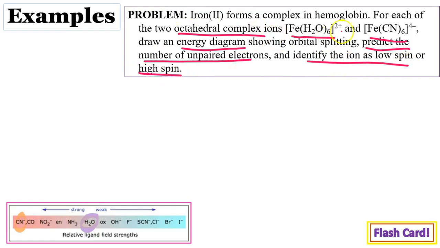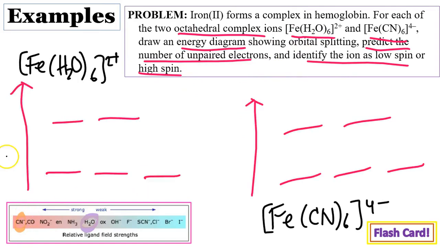Okay, octahedral, we know where the complex is. They want us to do an orbital splitting diagram, and to predict the number of unpaired electrons, just like we did before, and then identify as low spin or high spin, based on the type of ligand that is attached to each of these complexes. So the first thing I want to do is draw the energy diagram. I have my arrow, which represents energy here, and then I have my d orbitals, to show that these are lower in energy than these that are higher in energy, okay?